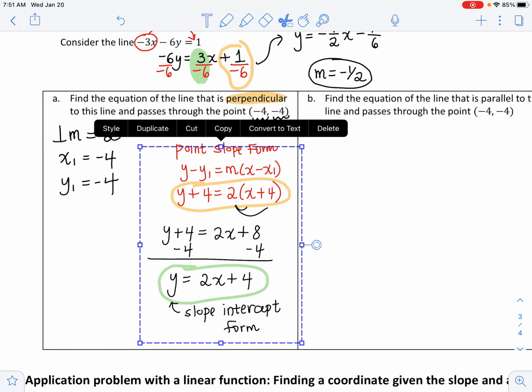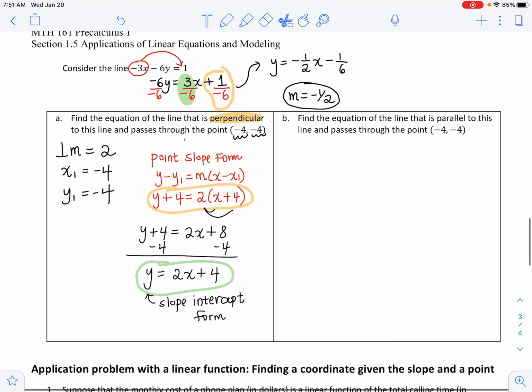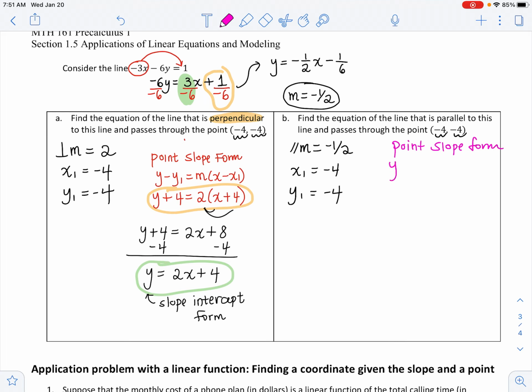Let's go over to the parallel side, okay? So for parallel, I need to use the parallel slope, the same slope of negative 1/2. The x value and y value is still negative 4. And I'm going to do point slope. Point slope form: y minus y1 equals m times x minus x1.